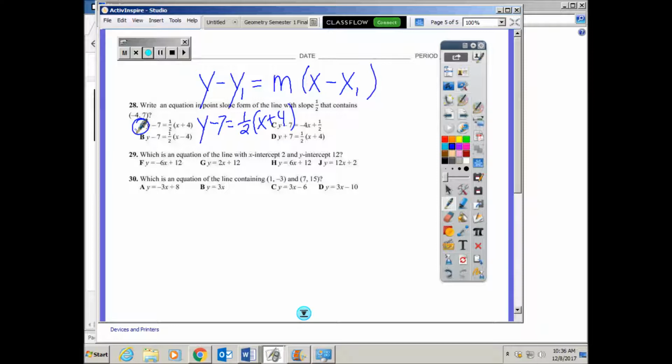Number 29. I need a line with an x-intercept of 2 and a y-intercept of 12. I will admit this one is probably the most unlike anything we did in class. I think every other question was either on a review or a test.